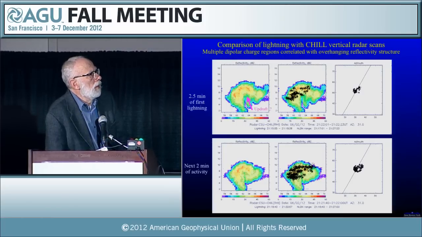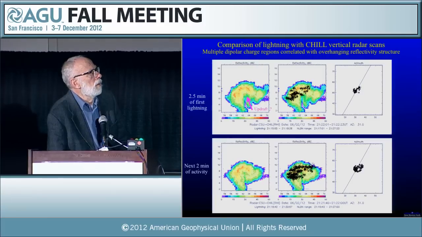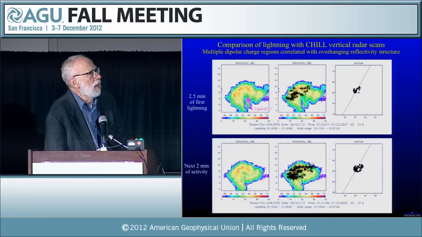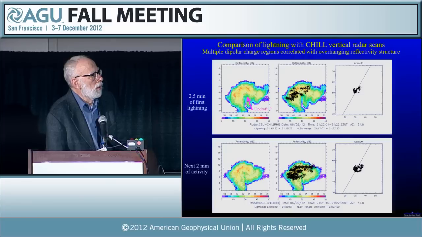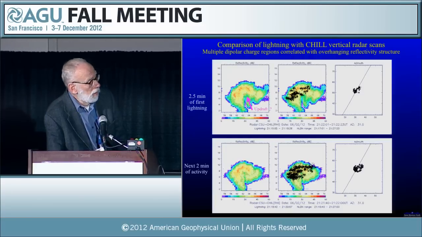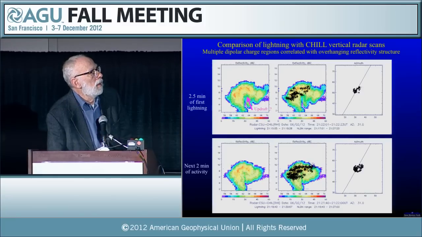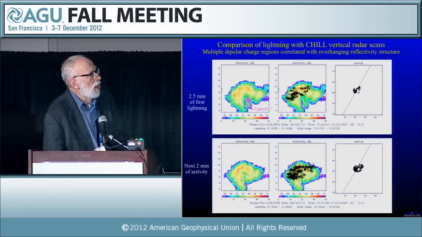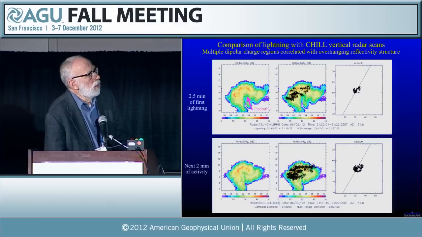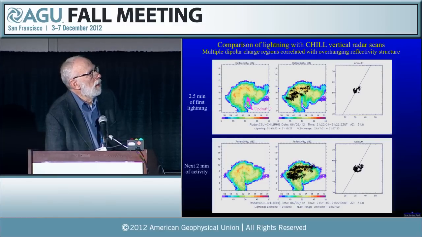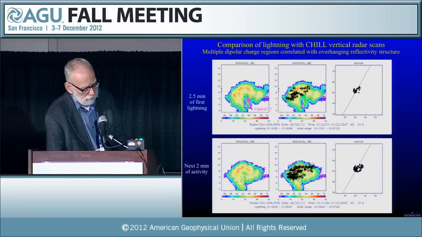This shows how the lightning activity during the initial stages compared to the vertical scan of the radar from CHILL. Basically what was happening is that there's a strong updraft in the upper left panel, which is causing an overhanging echo, and the lightning is occurring in multiple dipolar charge regions in a higher reflectivity region.